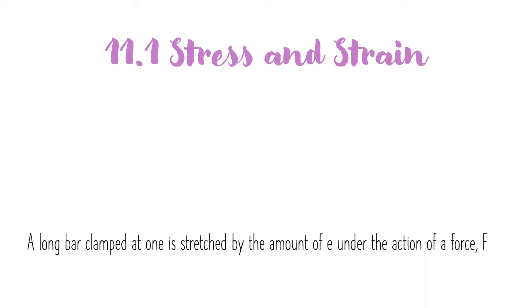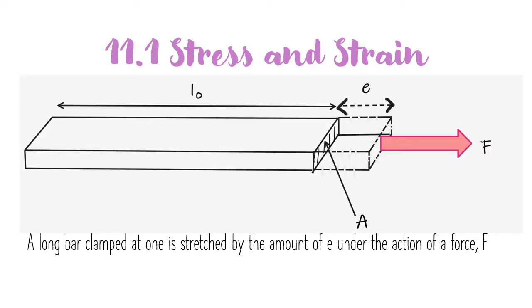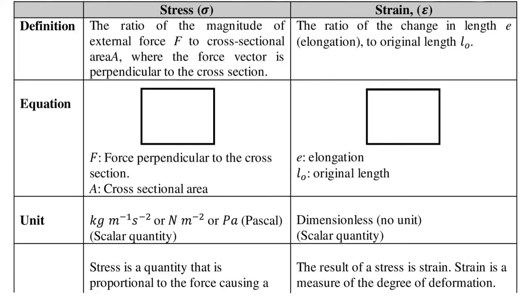This is the figure of a long bar clamped at one end, stretched by the amount of E under the action of a force F. As you can see here, the cross-sectional area of this bar is A, and there is a force pulling this bar that makes the bar extend with elongation E. Now let us discuss about stress and strain.